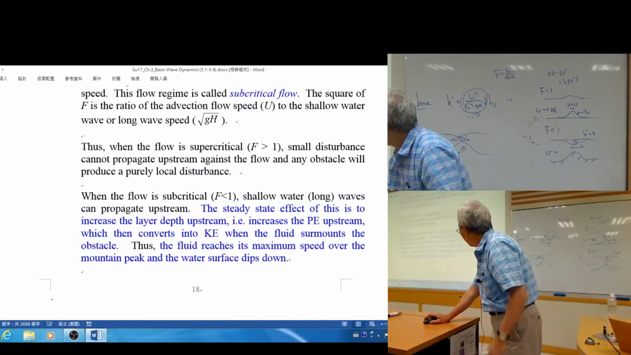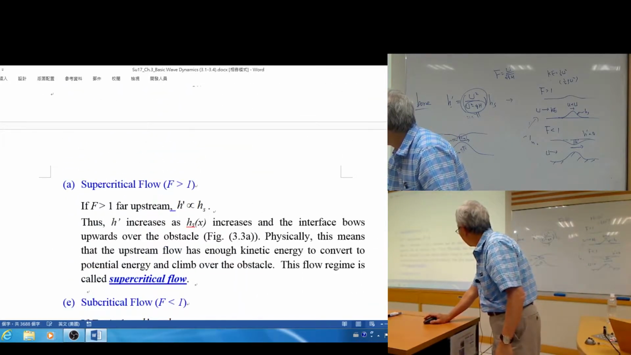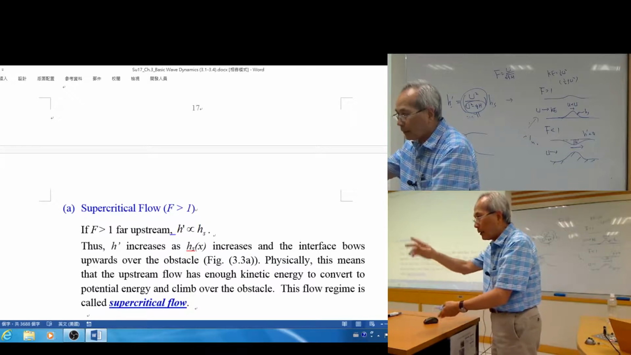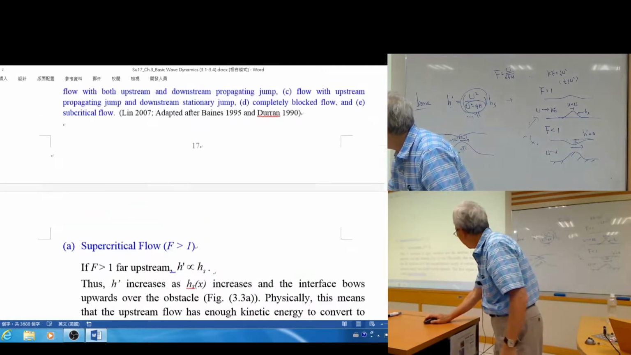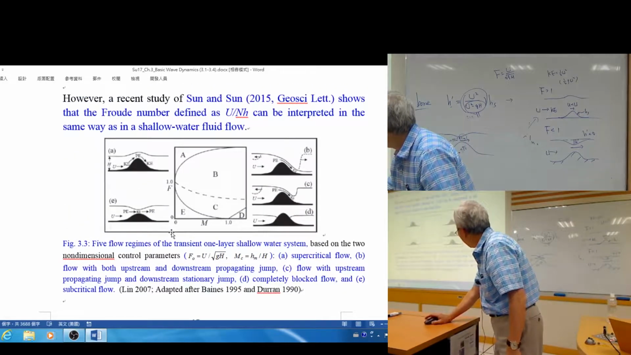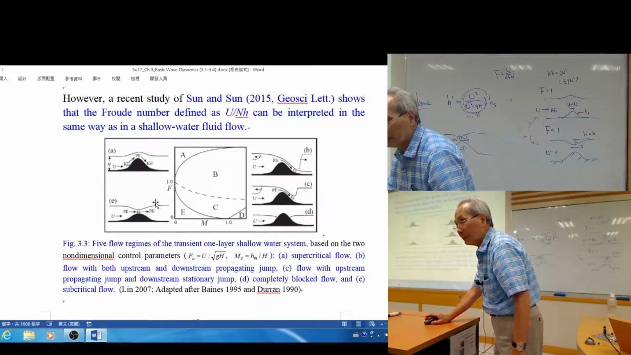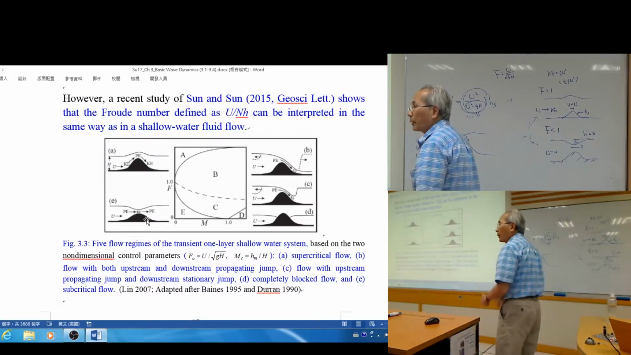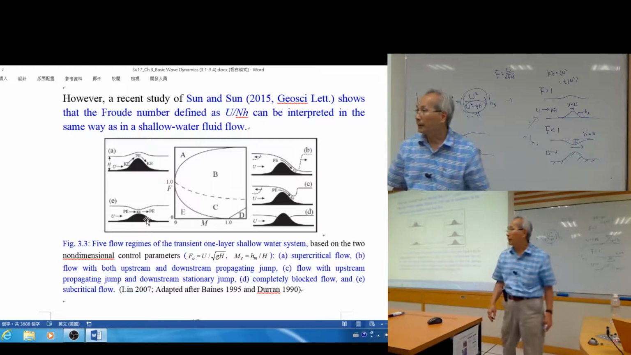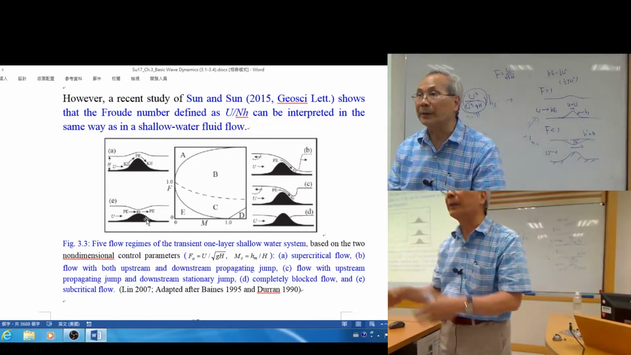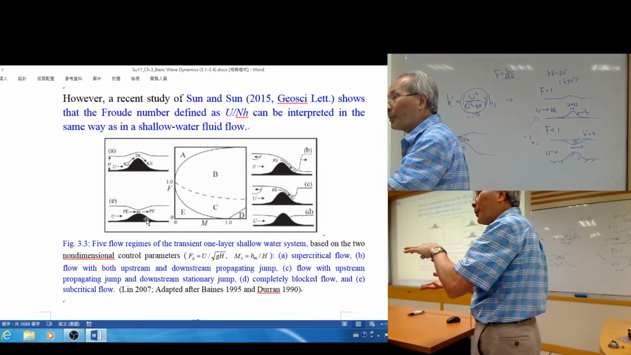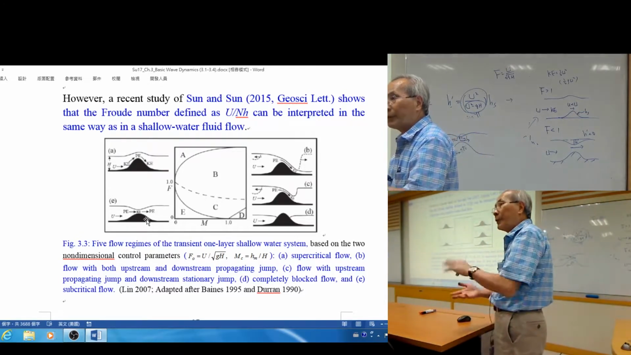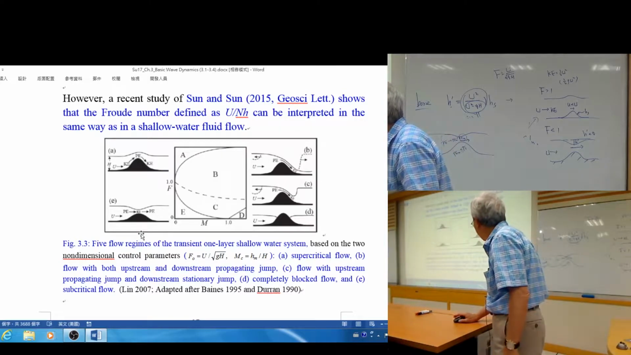You can change the mountain height, the capital H. You can change capital U, and then see if you can find those different regimes. So we are going to do a project to see if we can do that. Besides, there are also homework problems, but I reduced the homework problems to just the minimum number.